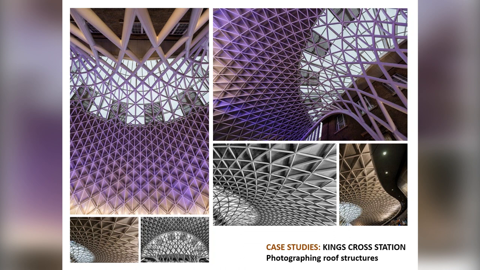Just experiment. The black and white one in the middle, I very deliberately have the main lattice structure of the roof going into the corners. Generally, that kind of shot, it works much better if you use the corners very precisely. It picks out the shape of the roof very well.